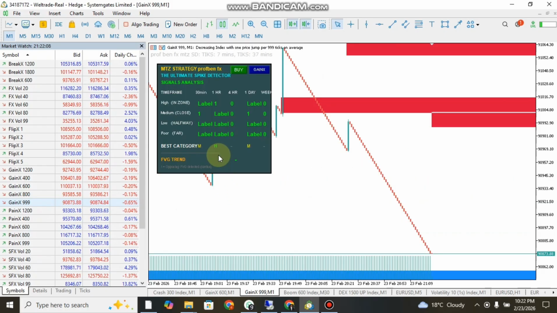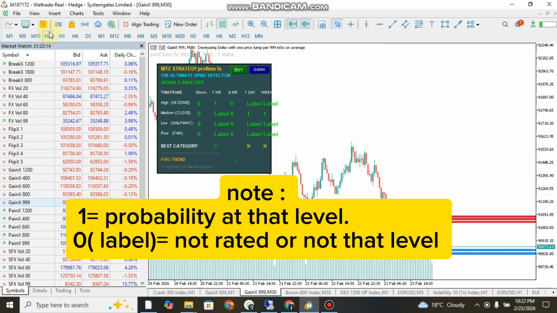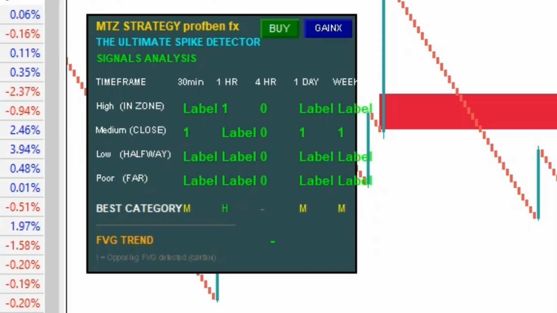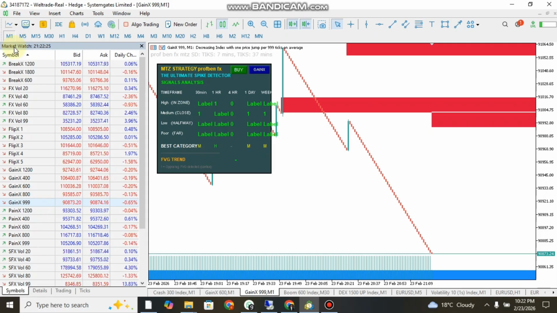But now with the new update, when you see zeros, it means that the probability is not showing. Zero or label is the same thing. 1, it shows the probability it is at that point. For example, in 99, we can see we are in 1 minute time frame, and the probability on that minute time frame is medium probability. The probability on 1 hour is high probability, and the probability on 4 hour is not showing.